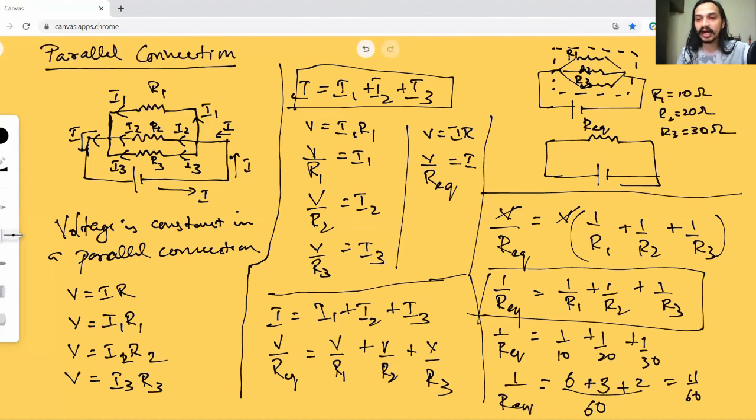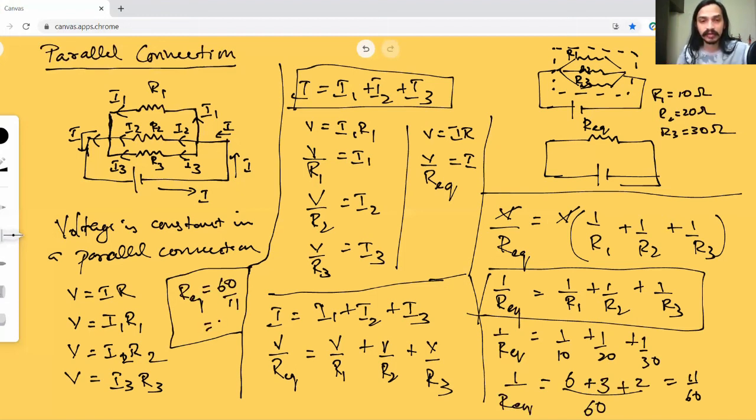But I need to find R equivalent, not 1 by R equivalent. So what I will do, I need to take the reciprocal of them, as simple as that. So you just invert these two. I do not have much space, so let me just write it over here. R equivalent equals 60 divided by 11. Now, if I do 60 divided by 11, how much will I get?